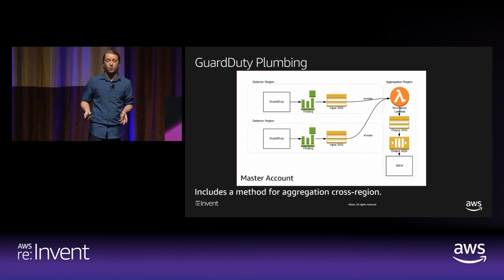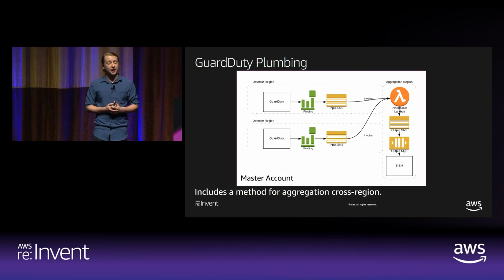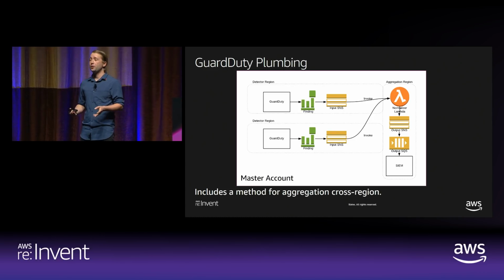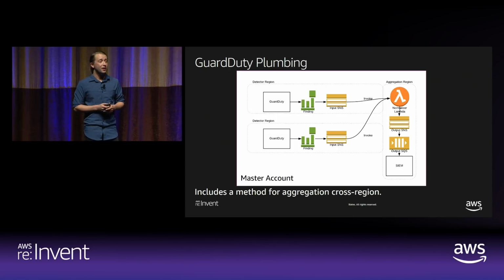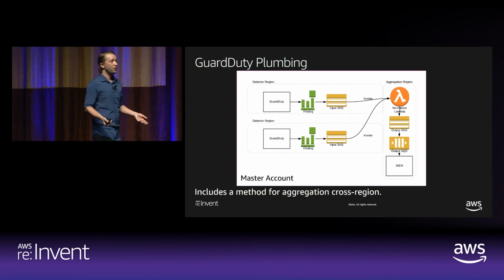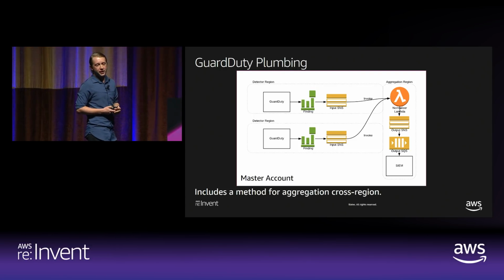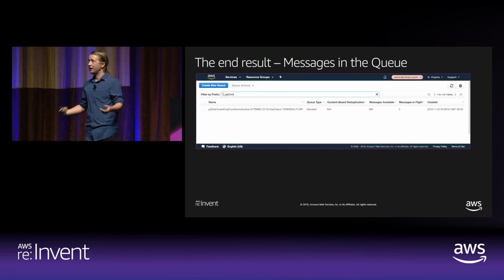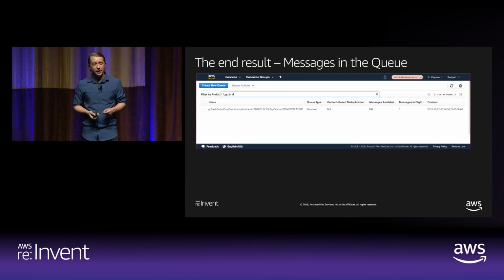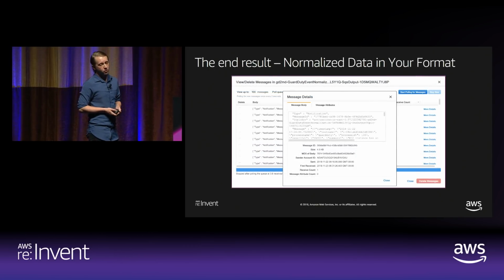That Lambda function normalizes the data, because in my case, it needs to end up in a SIEM. It outputs that to an SNS topic as well, and that ultimately ends up in a single SQS queue that has all of the findings for all of the regions, for all of the accounts that GuardDuty is active in. So the end result here is that I actually have a ton of messages in this SQS queue that I can do stuff with, and the data is completely normalized.